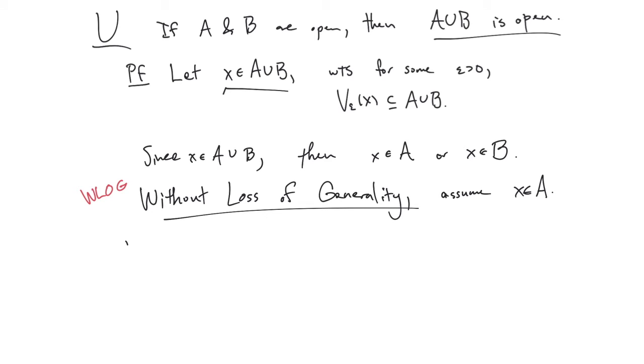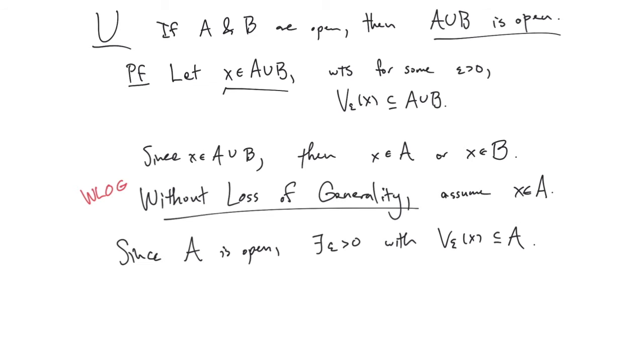Then I'm going to say, since A is open, there exists some epsilon greater than 0 with V epsilon of X a subset of A. If A is an open set and X is in A, then you can find a small neighborhood around X which is part of A, right? That's what A being an open set means.